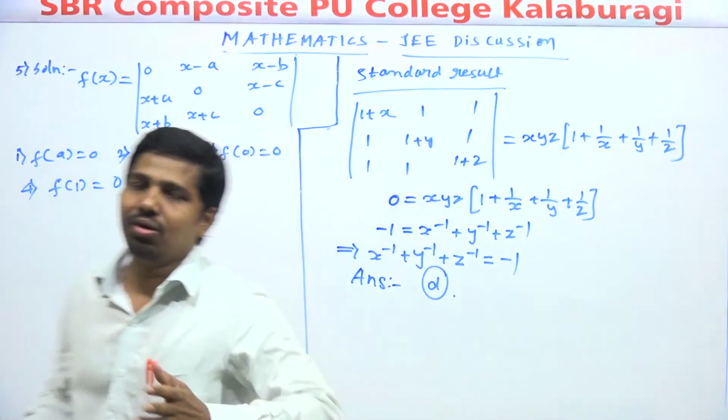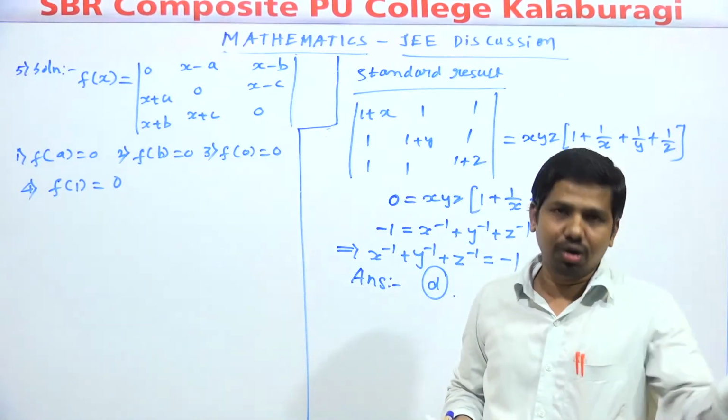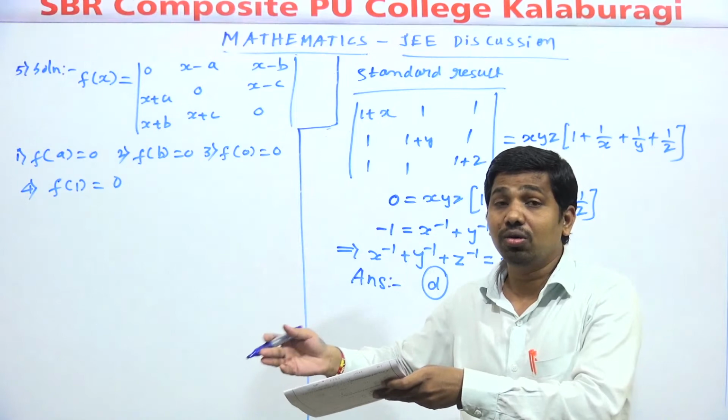Because what is the result saying here? The determinant of a skew symmetric matrix of odd order, that is 3 cross 3, 5 cross 5, 7 cross 7, 9 cross 9, is equal to 0.